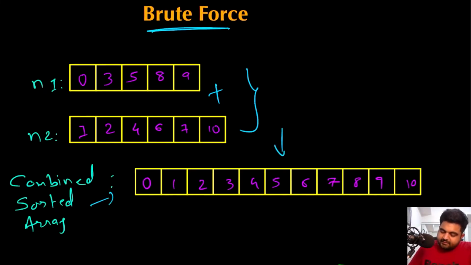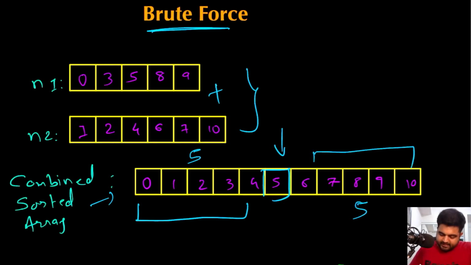So in this case, the median is going to be this value 5, because on the left-hand side of the 5 there are exactly 5 elements, and on the right-hand side of the 5 there are also exactly 5 elements, and this 5 is the answer we need to return. So this brute force solution would give us the correct answer.